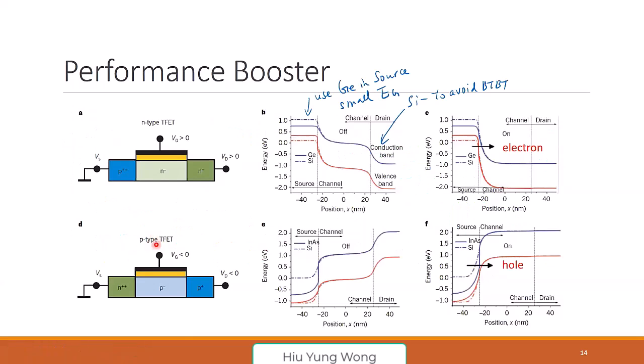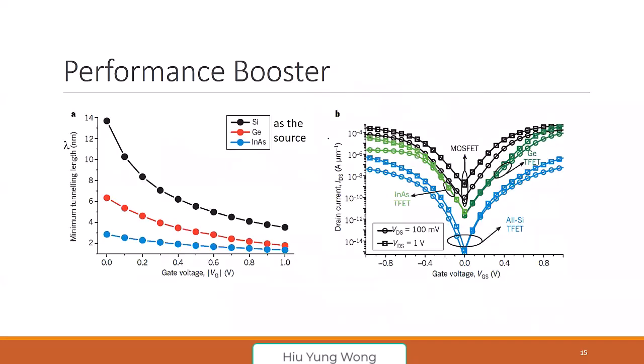And for P-type, right, we actually need to use indium arsenide just because of the band alignment. So here we are tunneling from here to here. This is tunneling the hole to here, right? So we want to have an alignment like this. Here we're tunneling electron to here. Germanium has a better band alignment, so that's why we choose germanium. Okay, so you can improve the performance by using hetero material.